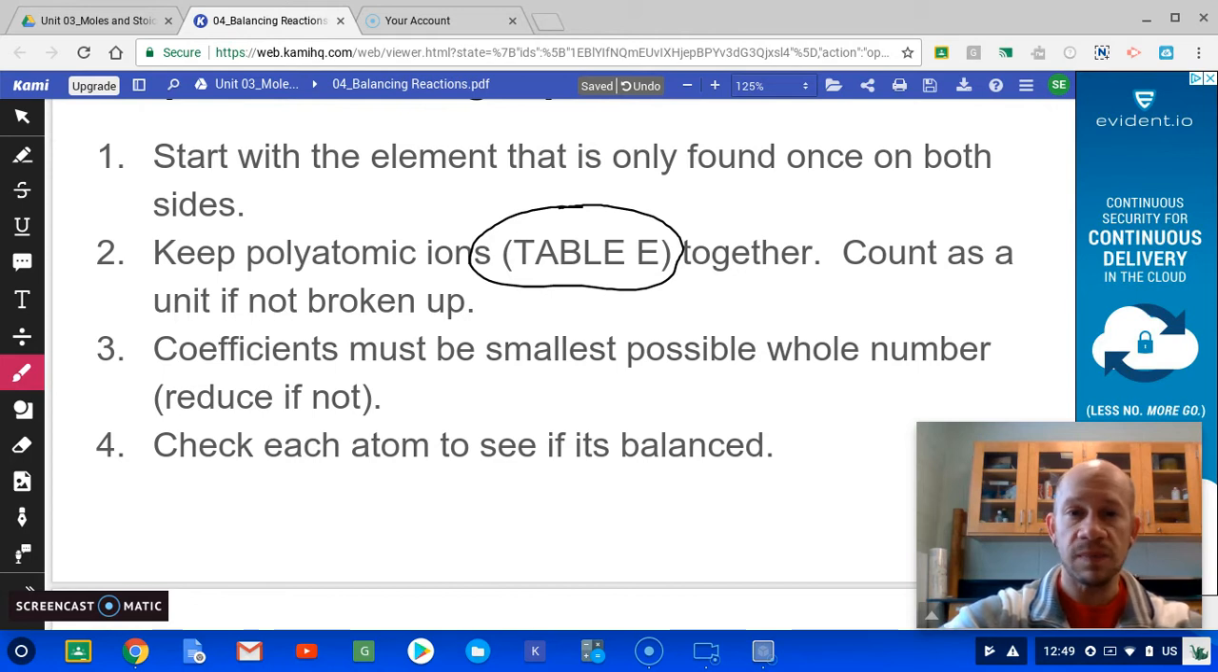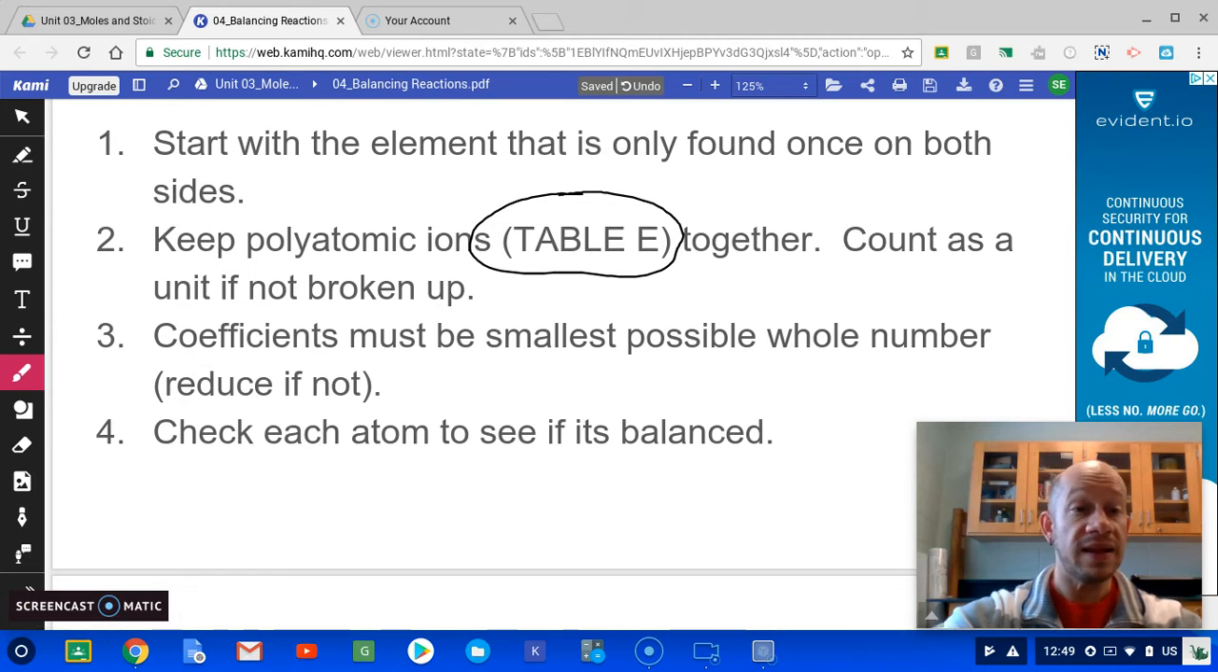Coefficients must be the smallest possible whole number. So if they can be reduced, for example, if all of the coefficients in the whole reaction can be divided by 2, we must divide them all by 2. And then check to see that each atom is balanced.